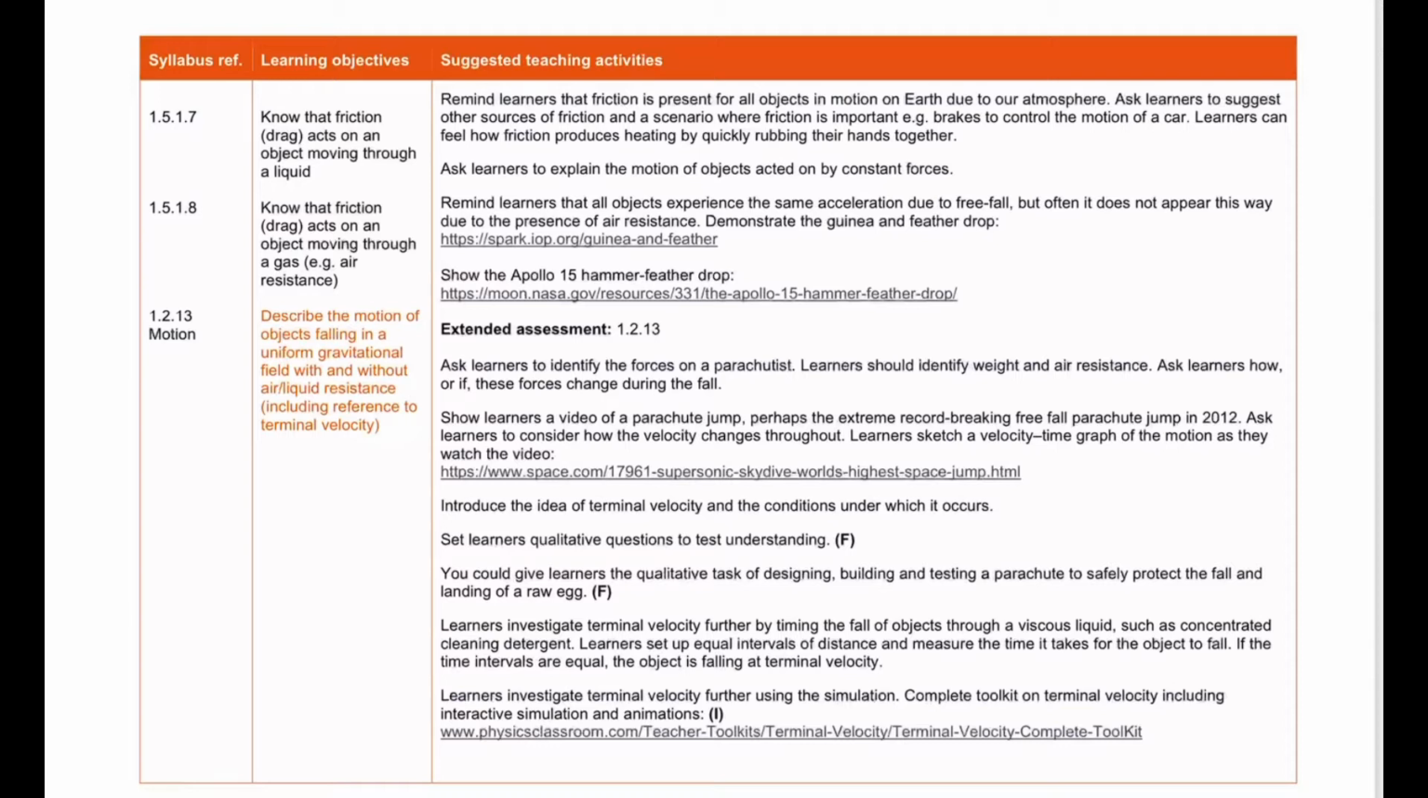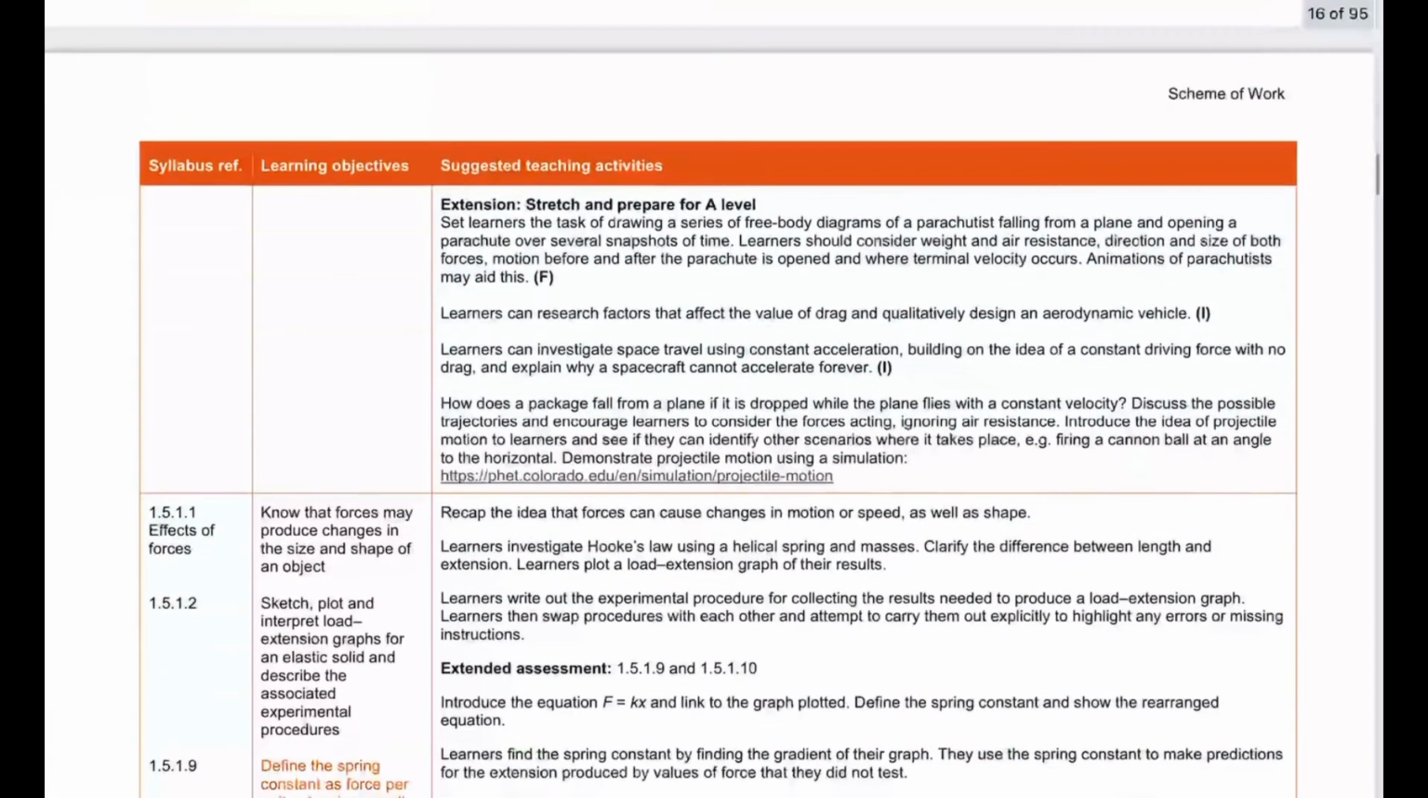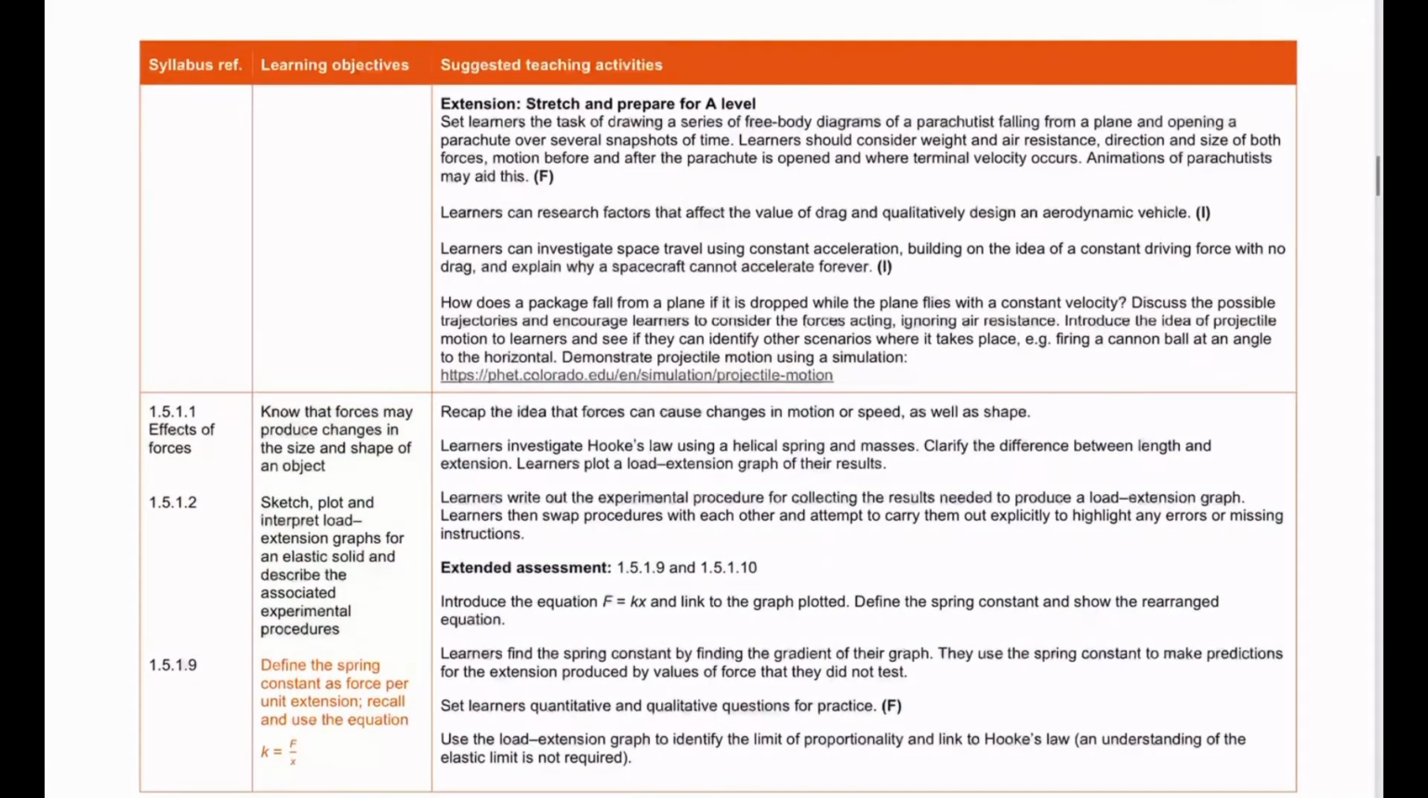Learning objectives. Describe the motion of objects falling in a uniform gravitational field with and without air or liquid resistance, including reference to terminal velocity. Key concept 1.5.1.1 Effects of forces.